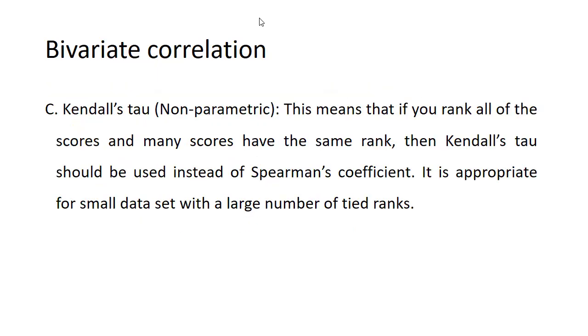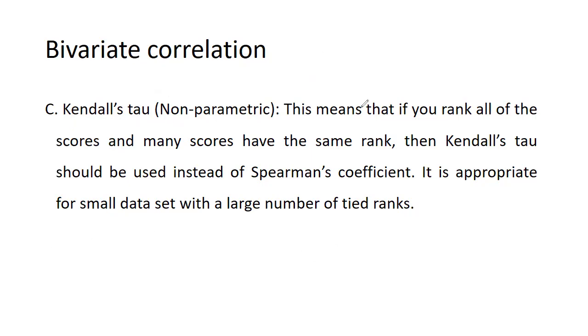Another bivariate correlation is Kendall's Tau. Again, it is ranking data, ordinal data, but here there are ties. For example, in an interview of 10 students by three interviewers, one interviewer gives a rank of 8 to a student, and another interviewer also gives the rank of 8, so it is a tied score.